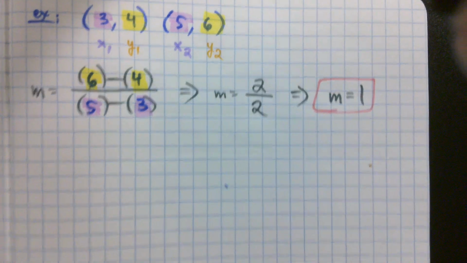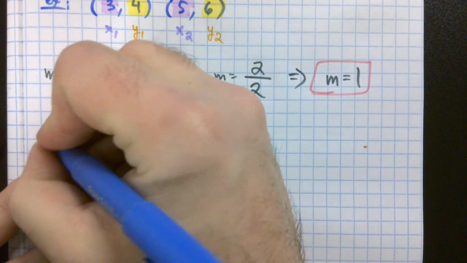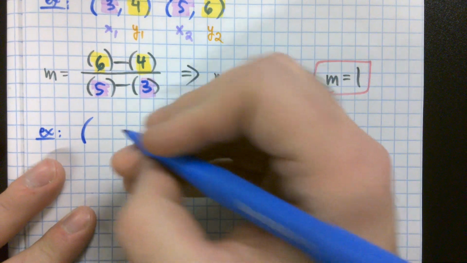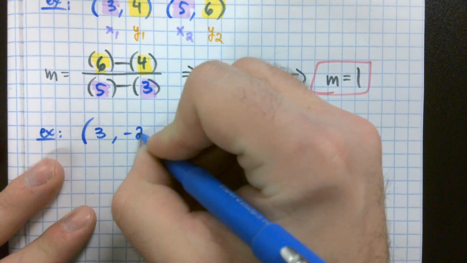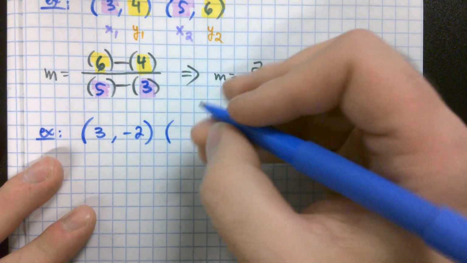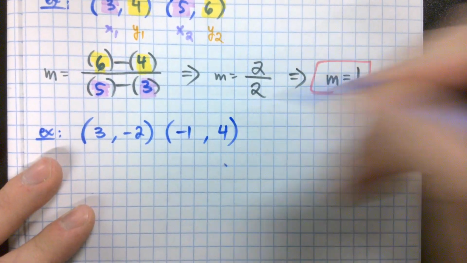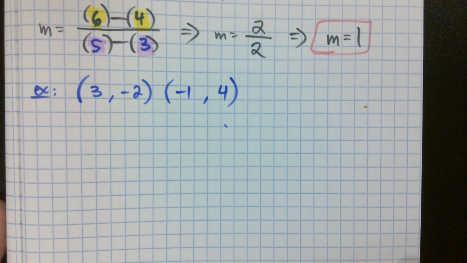All right, let's do an example that's a little bit trickier because we're going to throw some negatives in there. Let's say we've got 3, negative 2, and negative 1, 4.